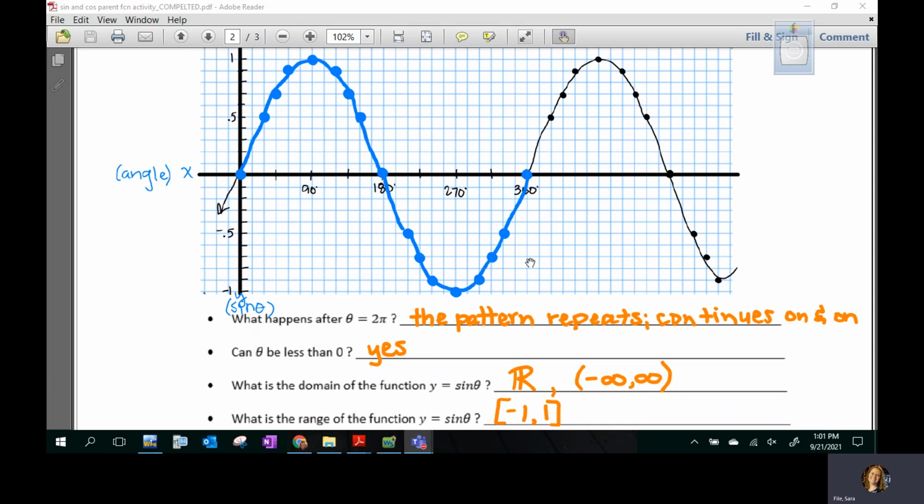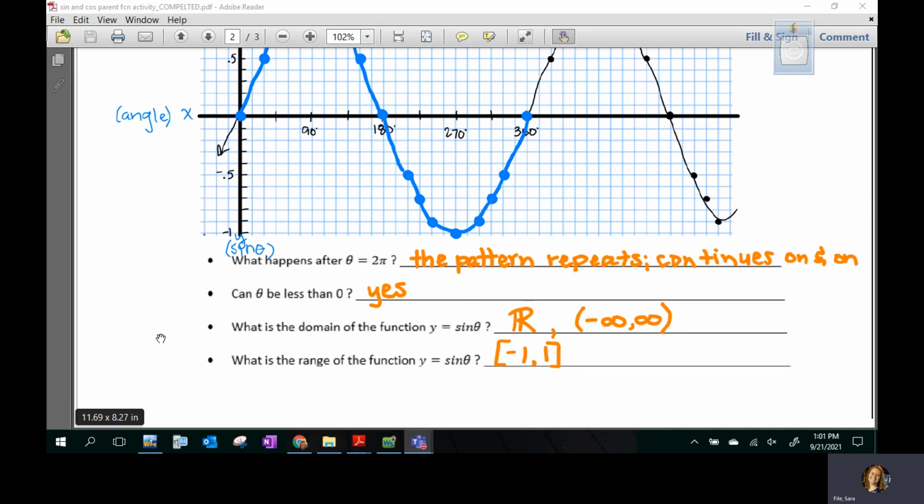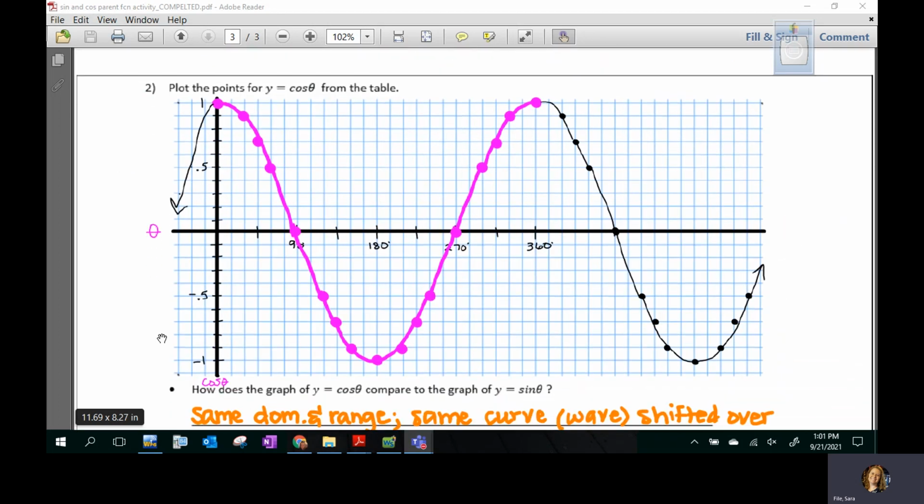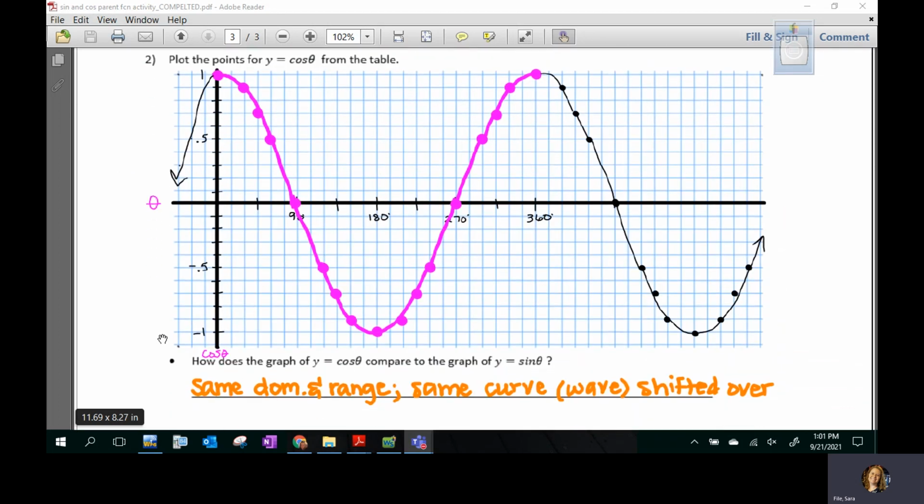So is everybody good? They got their sine function done? So this is the sine parent function. And then for cosine, if you plotted all the points from the table that were in pink, that were the cosine values, this is what you should have come up with.